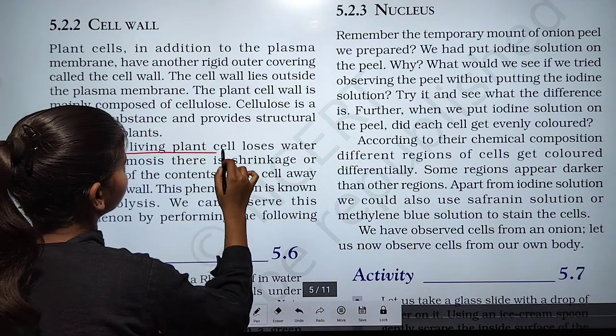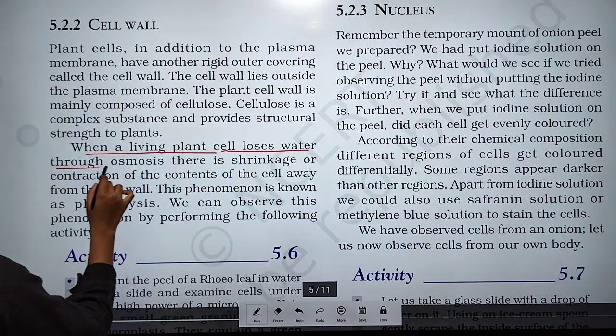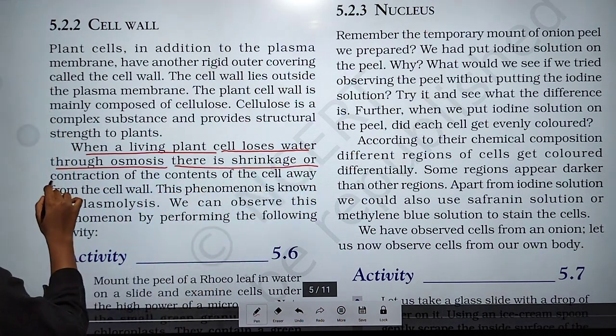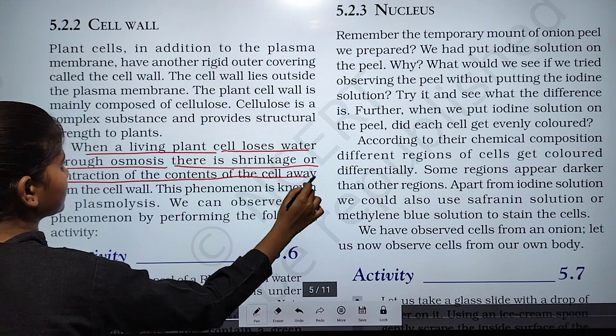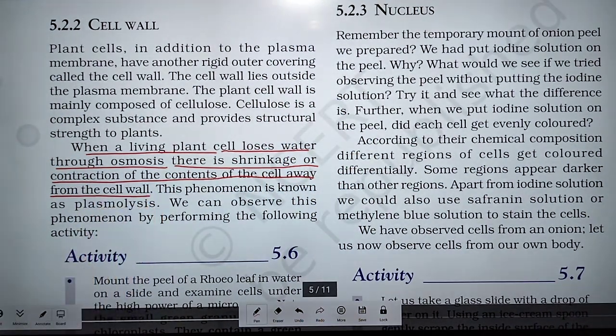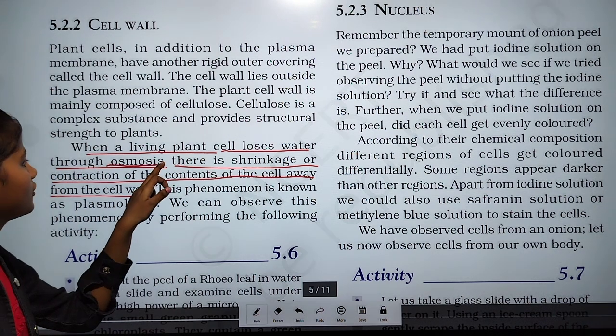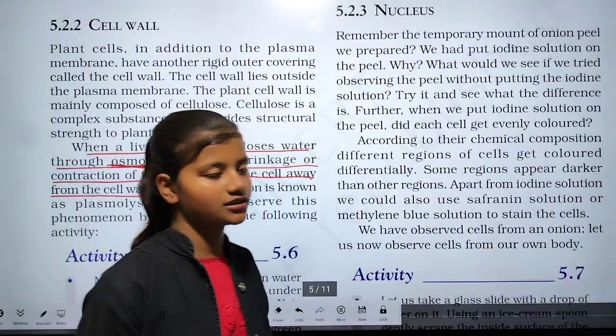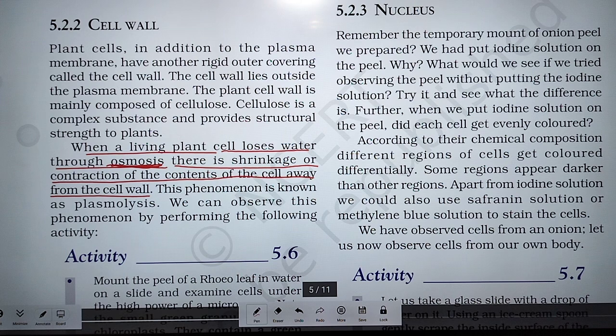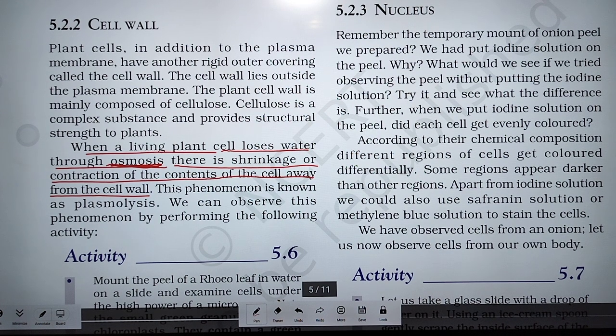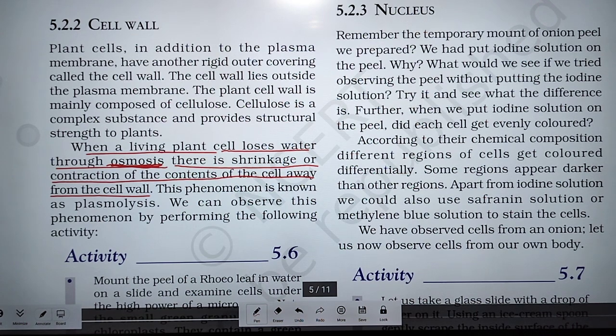When a living plant cell loses water through osmosis, there is a shrinkage or contraction of the contents of the cell away from the cell wall. It means when a living cell loses water by the process of osmosis. This process is known as osmosis. By the process of osmosis, there is a shrinkage or contraction of the contents of the cell away from the cell wall.